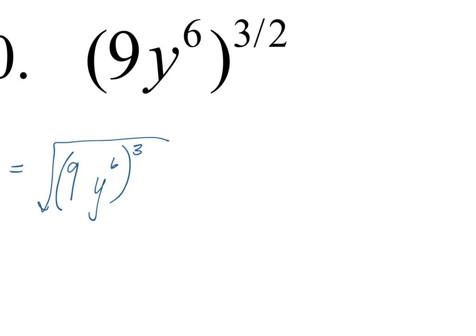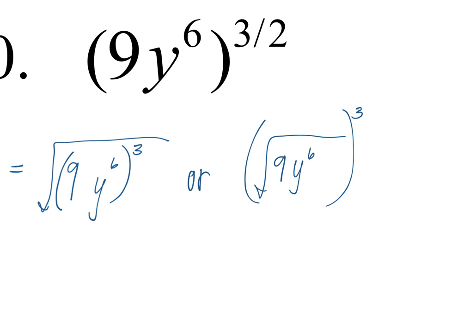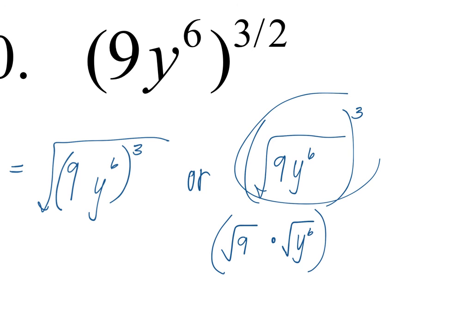Or we could write it as the square root and put the cubed on the outside and say 9y to the 6th. Now, this way of thinking about it right here is a little bit easier for me in this case because I can see a good bit of simplification happening. The square root of 9 times the square root of y to the 6th. You don't have to separate it out like that.